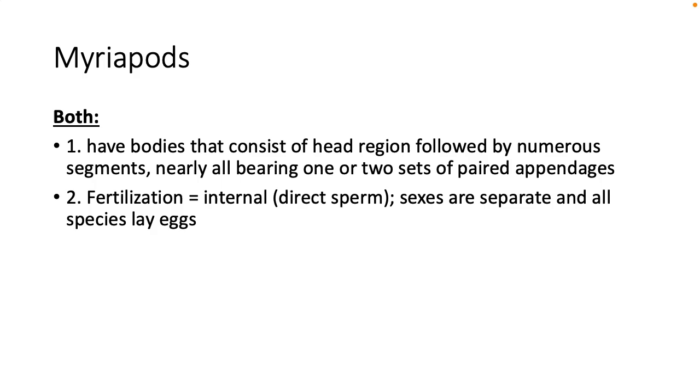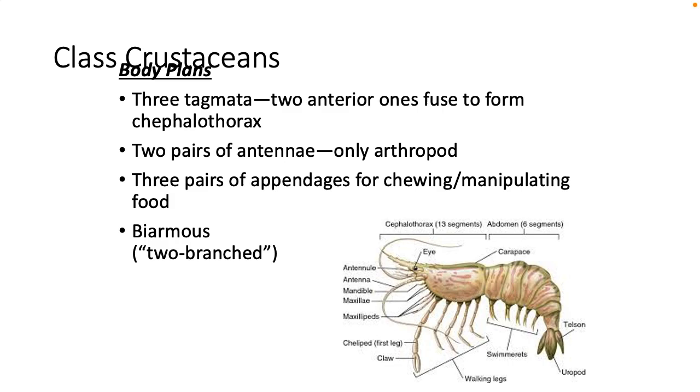Okay, class Crustacea. Body plans have three tagmata. The two anterior ones fuse to form your cephalothorax. Two pairs of antennae. They're the only arthropod that has two pairs of antennae. Three pairs of appendages for chewing or manipulating their food. And these guys have two-branched limbs.